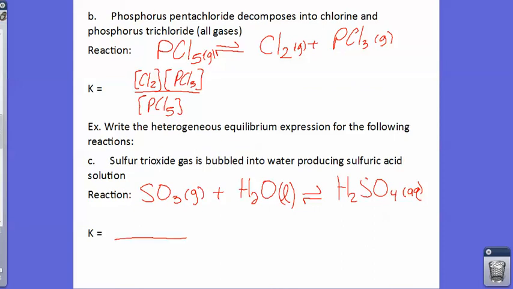So because we have the liquid, we're only going to include things that are either gas or aqueous. We are not going to include water in our equation. It is balanced, so we don't have to write any coefficients. So our K is just going to be [H2SO4] on the top and then [SO3] on the bottom. So if we were to calculate this, we would take the concentration of sulfuric acid divided by the concentration of our sulfur trioxide.